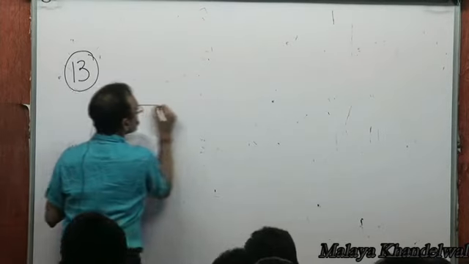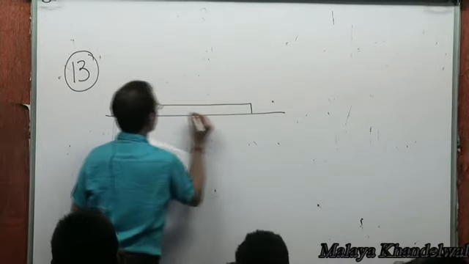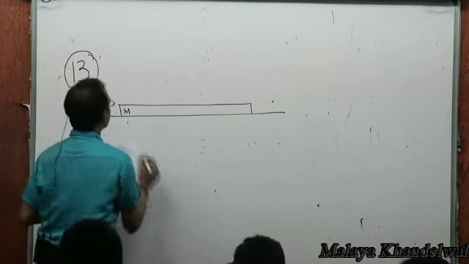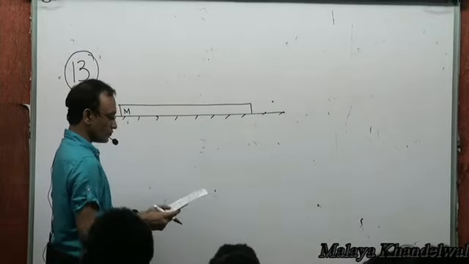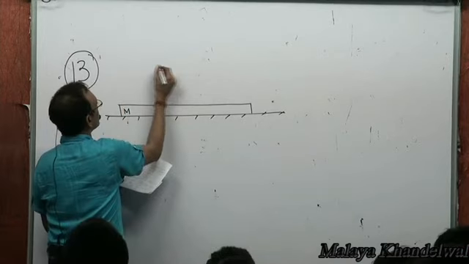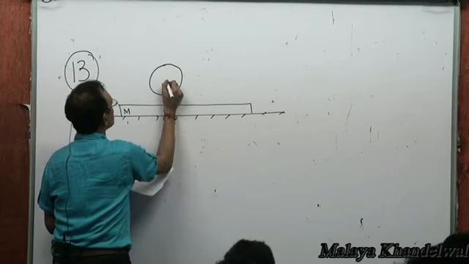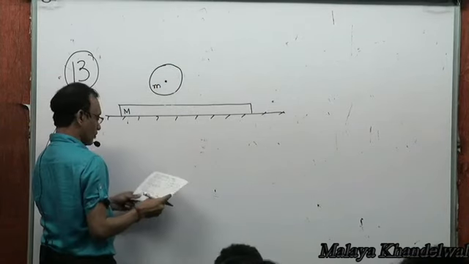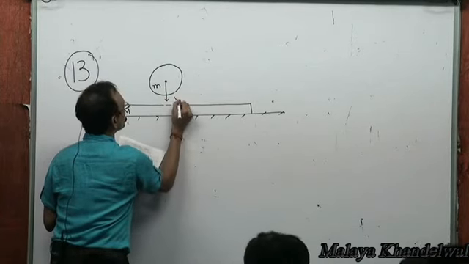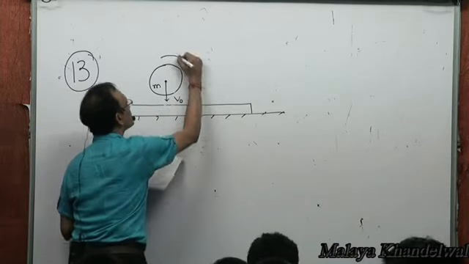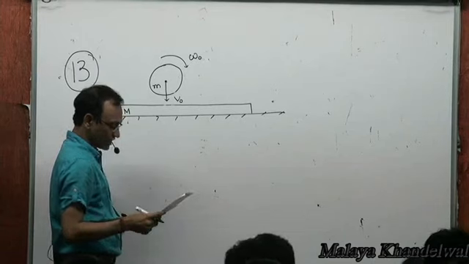Thirteen. So there is presumably a very long plank, capital M, resting on a smooth surface. There is a spherical ball of mass small m, which descends with a velocity v naught initially before the impact and has an angular velocity omega naught, as shown.